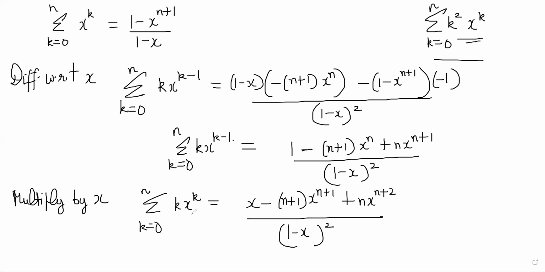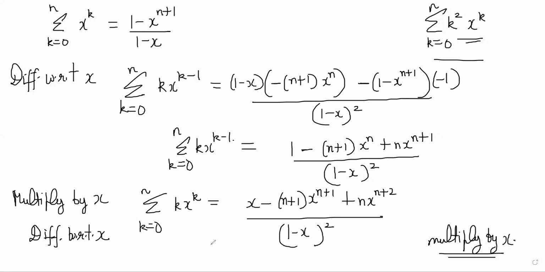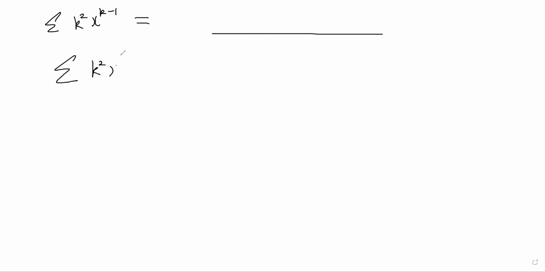Now you sort of get the pattern, right? You get what I am going to do now. I'm going to again differentiate with respect to x. Then I will get k square x power k minus 1, and then again I am going to multiply by x. So there are two more steps involved. I will leave the calculations to you. I will show you what comes. So once I differentiate, I will get basically k square x power k minus 1 is equal to something complicated. Then I'll multiply by x again. So I'll get k square x power k, and k goes from 0 to n.